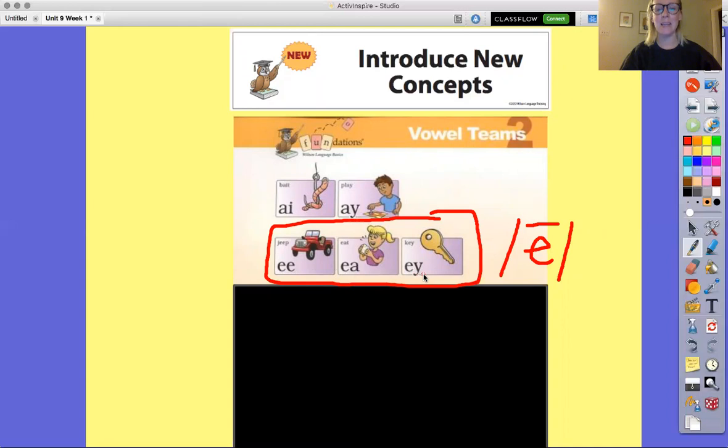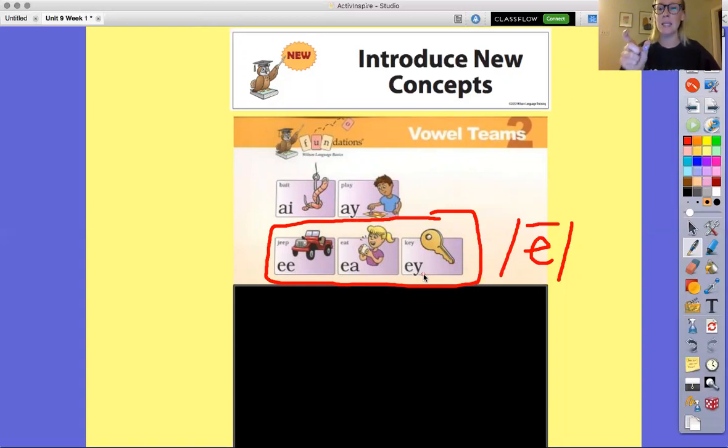E-Y, key, E. So you notice with each of those three sounds, every time I'm saying that long E sound, E is saying its name. So now we know the three ways that we hear the long E sound in words or in our spelling. If I'm doing some spelling, you can play around with this now. In our reading, we'll know to look for it.